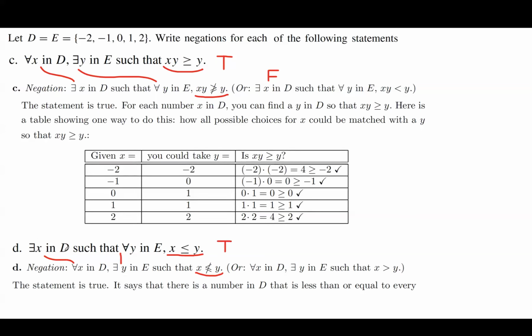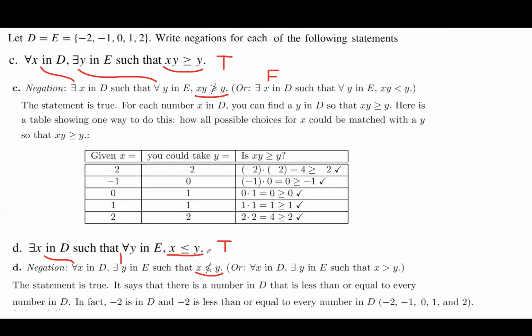There is an x in D such that for any y in E, x is less than or equal to y. In fact, -2 in D is the smallest x in set D, such that if you take any other y, -2 is less than or equal to that y. So since the original statement is true, the negation becomes false.